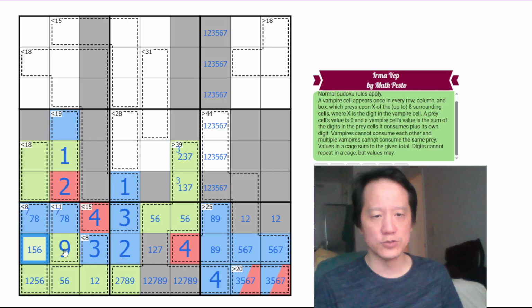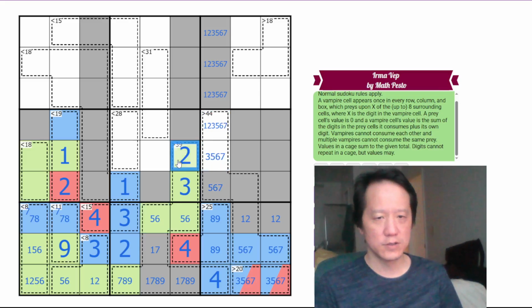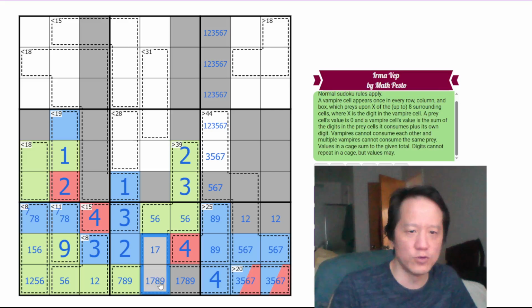This can't be 2. The 2 must be with... Okay, so 2 cannot be here. This has to be a 2, 3 here. So this is 2, this is 3. This can't be 1, 2, or 3 here. This can't be 1 or 2 here. 1 is one of these.